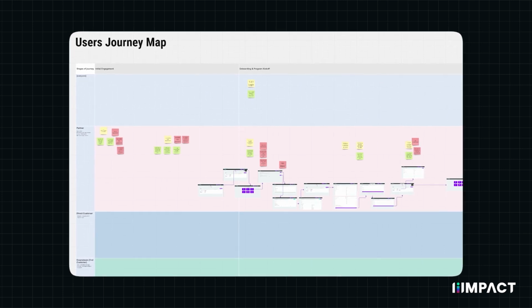If it's a day in the life type of story, then they get to work in the morning. What's the first thing they do? What's the next thing they do? And we call those story beats.